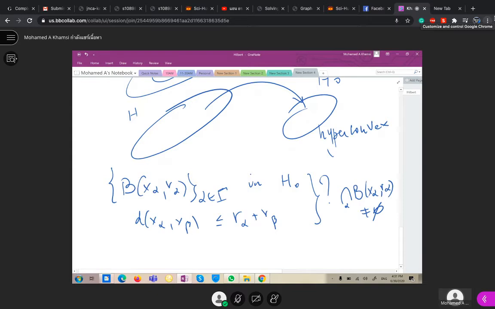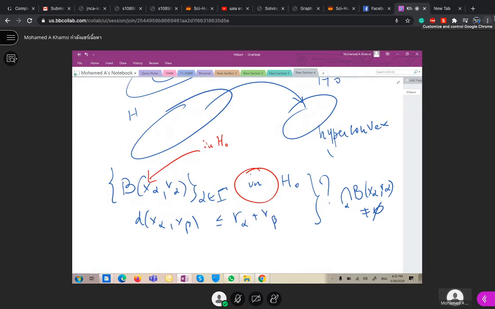We'll go back to the definition of hyperconvexity. What's interesting is that, first of all, what do I mean by in H0? I mean that the centers of the balls are in H0. Great. So now, what do we know? We know that H is hyperconvex, and we know that these balls can also be seen as balls in H, in the big space.